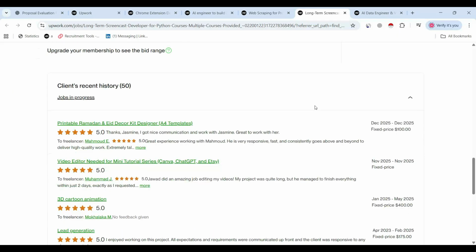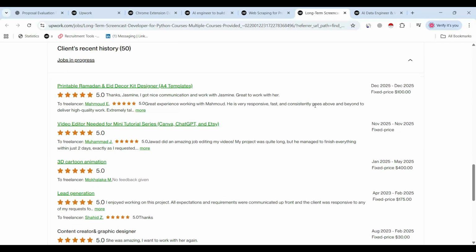If we check the reviews, we can see around 50 reviews and most of them were very positive. The client also actively leaves feedback which builds trust and transparency. You can even see the client name in the review section, which is helpful when personalizing your proposal.